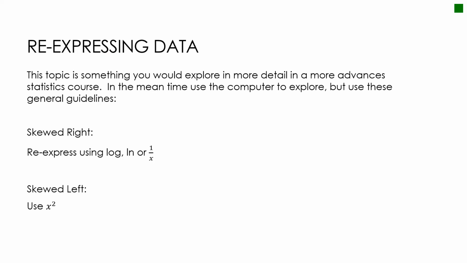There's no hard and fast rules for how to re-express data, but in general, if you have data that is skewed right, it is best to use the log function, the natural log function, or the inverse function. And if it is skewed left, it is best to use the squared function, because that creates all positive values when we square something. And again, in the real world, this is done just using technology.